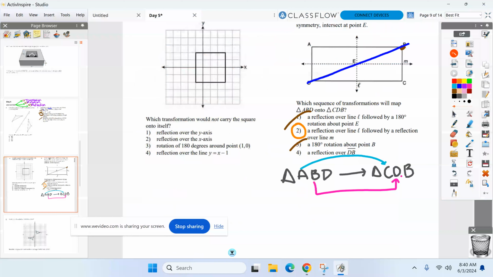B should have went to D, and D should have went to B. They should have flip-flopped. They're not moving if it's on the line of reflection. They're not moving if I rotate around the center. So that's why 4 wouldn't work. Points don't move sometimes. All right, good with everybody. All right, let's keep going.